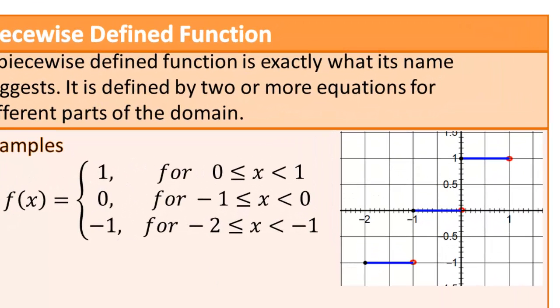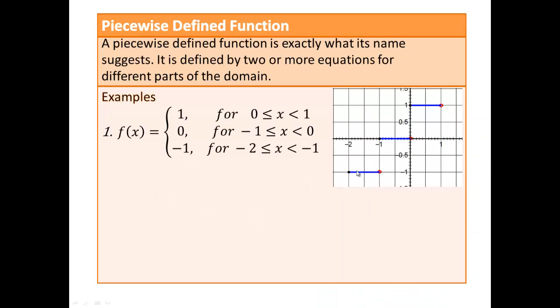All right, so let's plot the graph and see. When x is 0, you have 1, and all the values between 0 and 1 have value 1, except at 1 you have a hole, because 1 is not included in the domain. -1 to 0, -1 gives you 0, and at 0 there is a hole because in this piece, 0 is not included. And then same thing with this piece.